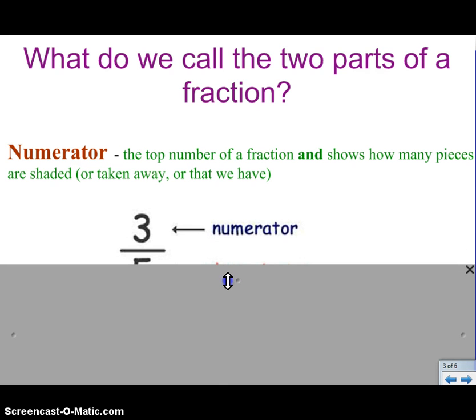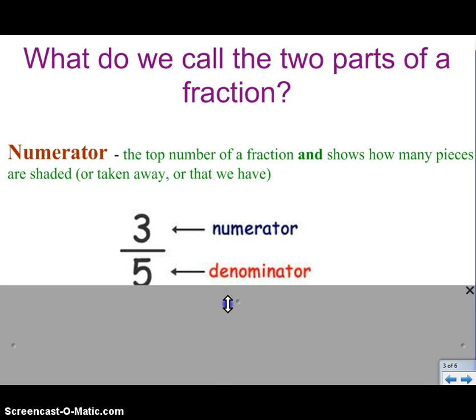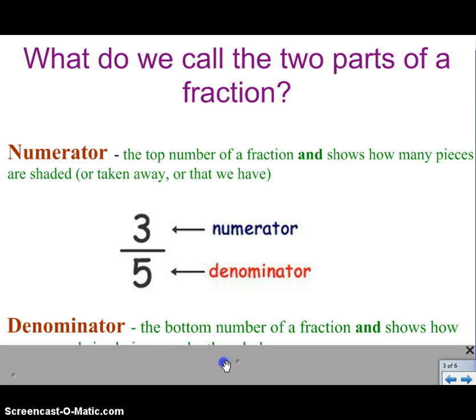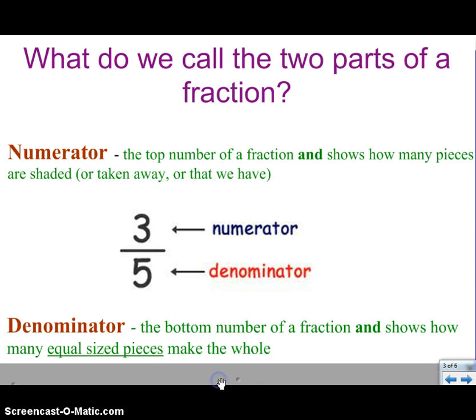The bottom number is called the denominator, and while it is the bottom number of a fraction, we must remember that it shows how many equal-sized pieces make the whole, and we must include the equal-sized pieces as part of our definition. For if the pieces are not of equal size, then we cannot say it is actually a complete fraction.